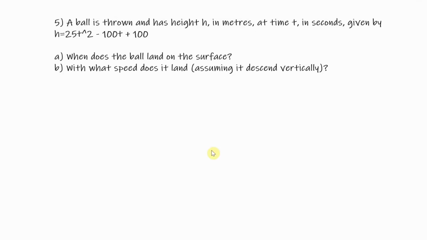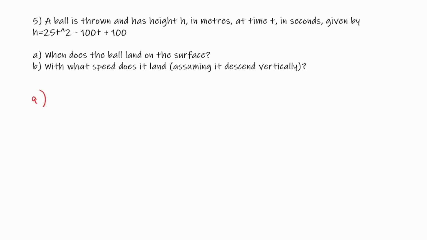Okay, so this question is more of a common question. If you took physics, it's easier, grade 11 physics, but it's not required. A ball is thrown and has height h in meters at time t in seconds, given by this equation, and it's asking for when the ball lands on the surface. First thing I'm going to say is it asks for when, so it wants us to find what t is. And it's saying when does the ball land on the surface.